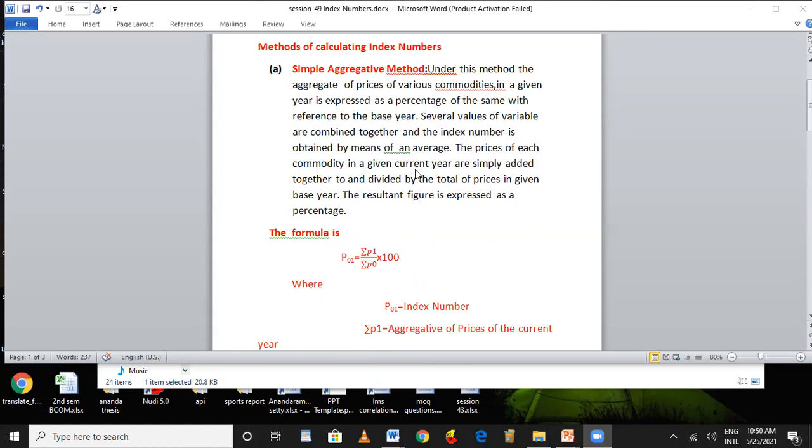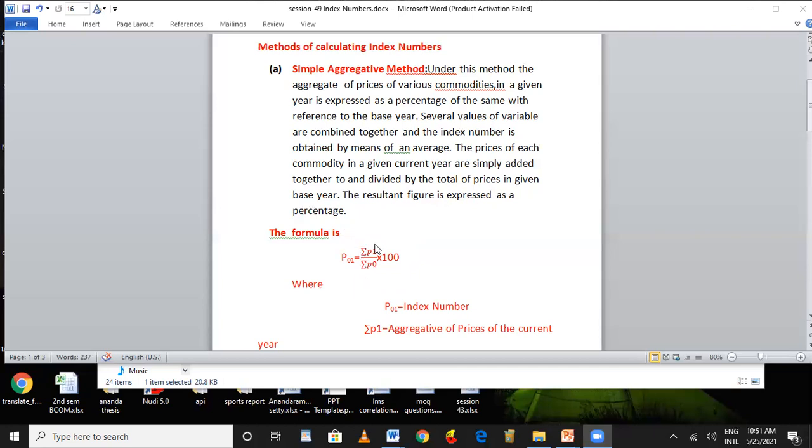The prices of each commodity in a given current year are called P1. They are simply added together, and that is what we call sigma P1. Sigma P1 means the total of the current year prices, divided by the total of prices in a given base year. P0 means the base year's prices. The base year prices are totaled, or the sum is taken. The resultant figure is expressed as a percentage.